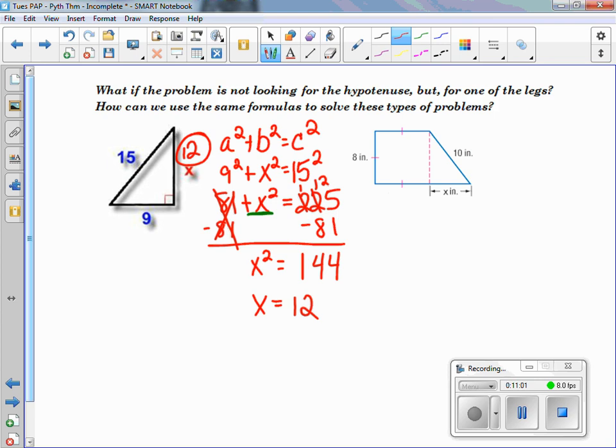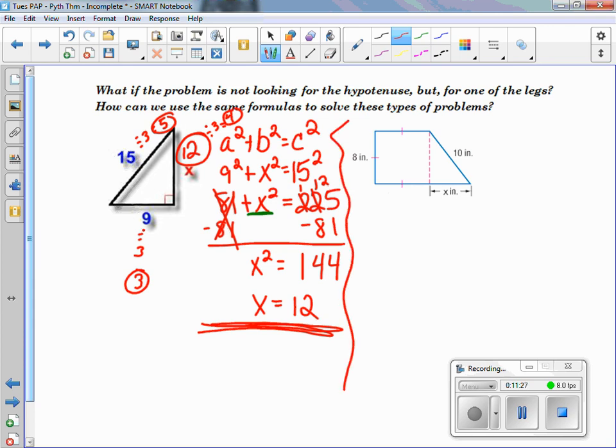Now, maybe you also noticed that this was a Pythagorean triple. If you divide by 3, that was 3. Divide by 3, that was 4. Divide by 3, that was 5. That's a variation of a 3, 4, 5 triangle. So again, we could have avoided all this work by recognizing our Pythagorean triple. However, it's not always going to work, so you do need to know this method.